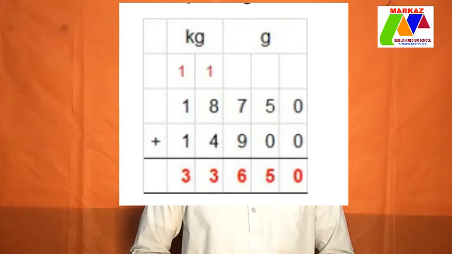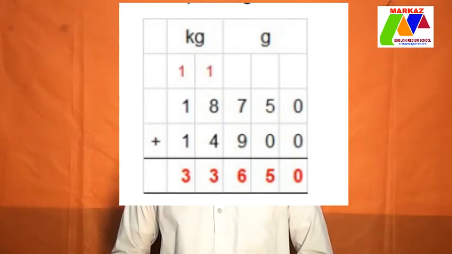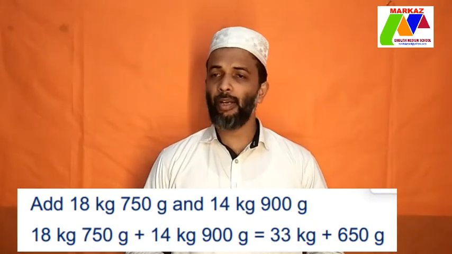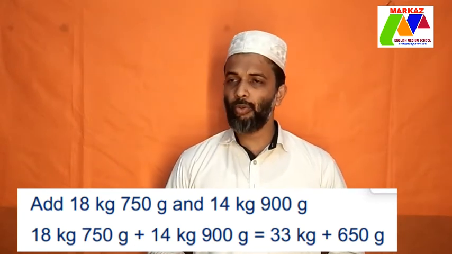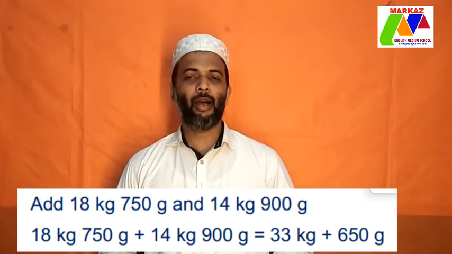33,650. The last 3 digits are grams. So the answer is 80 kilogram 750 gram plus 14 kilogram 900 gram is equal to 33 kilogram and 650 grams.